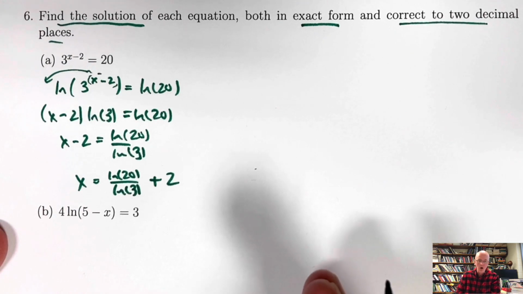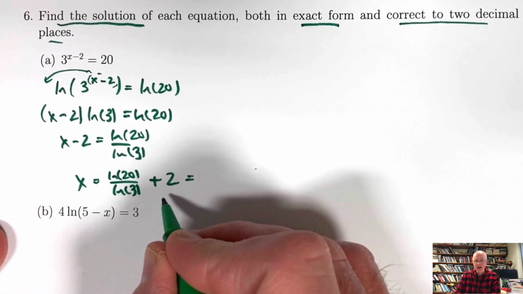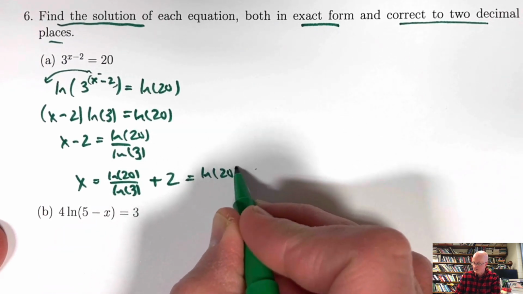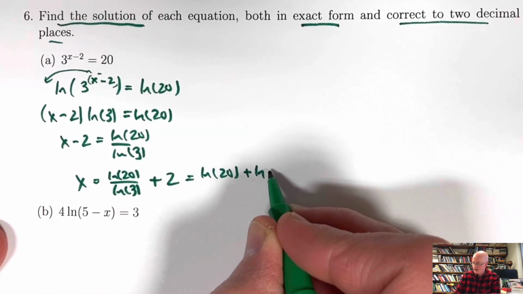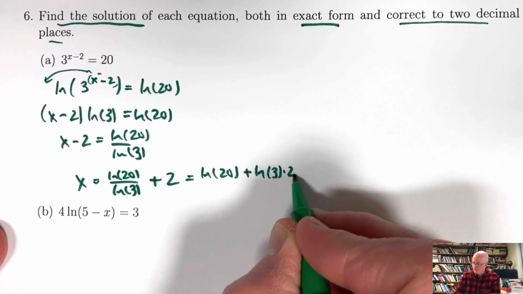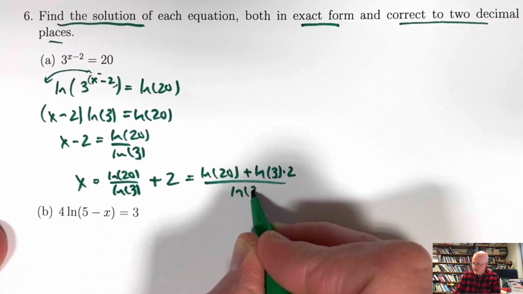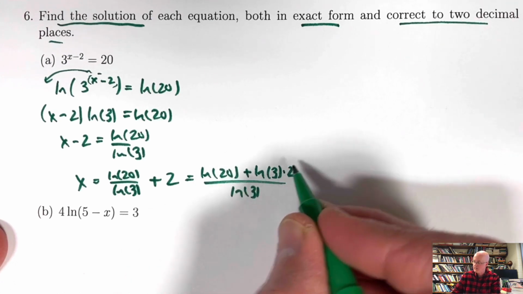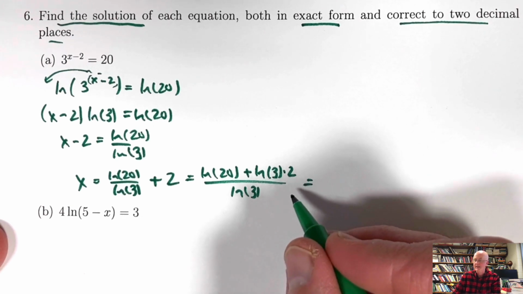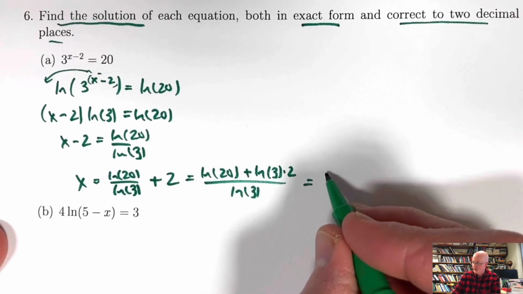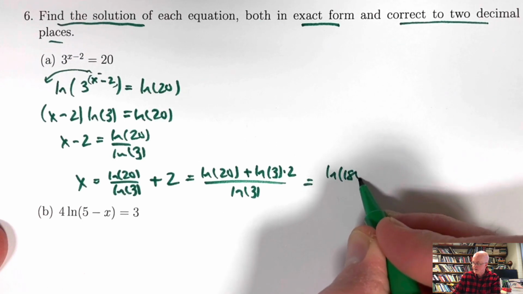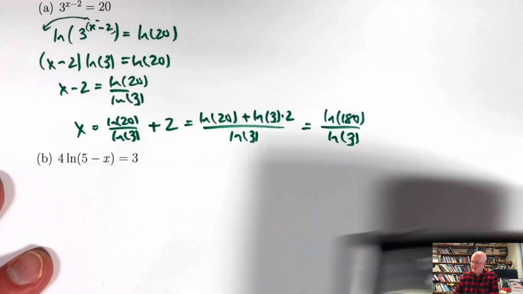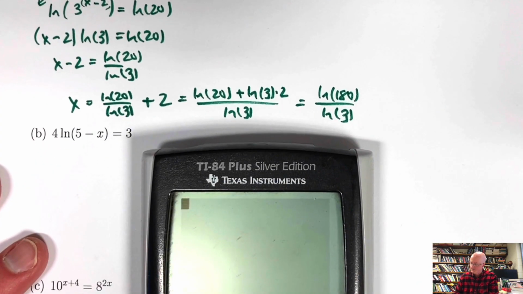Is it the only way? No. You could, for example, add these fractions by getting a common denominator of natural log of 3. That would give you natural log of 20 plus natural log of 3 times 2 all over natural log of 3. Natural log of 3 times 2, of course, is the same as 2 times natural log of 3, and that 2 could be brought up into the exponent of the 3 to get 3 squared, or 9. 9 times 20 is 180. The top can be simplified to ln of 180 divided by ln of 3. Any one of these is fine for the exact answer.